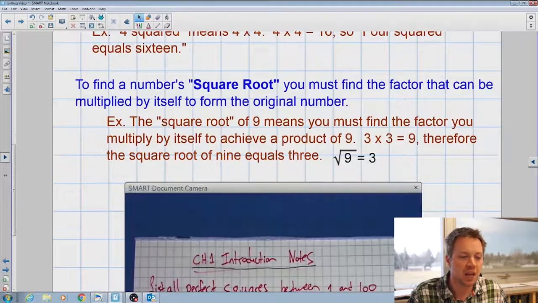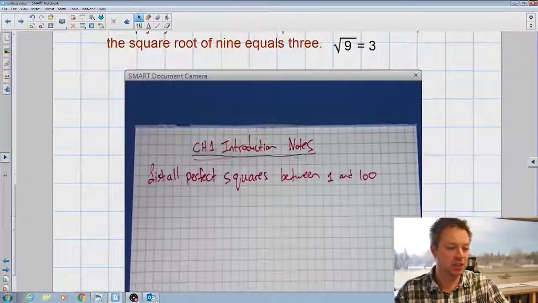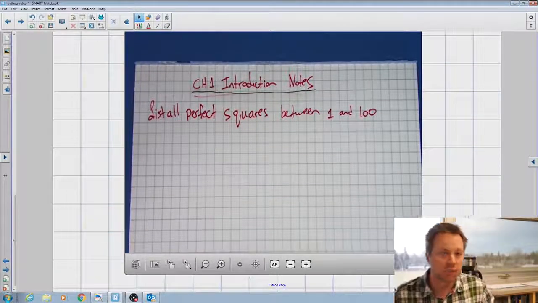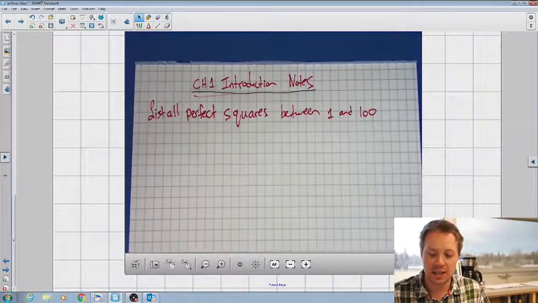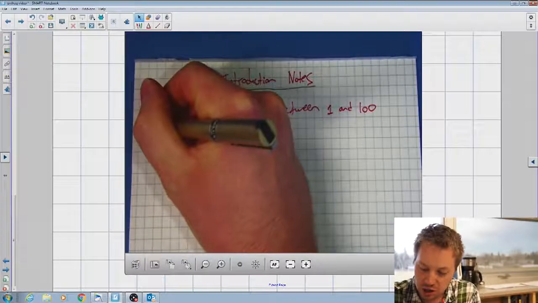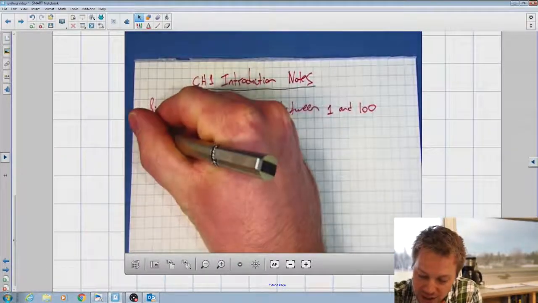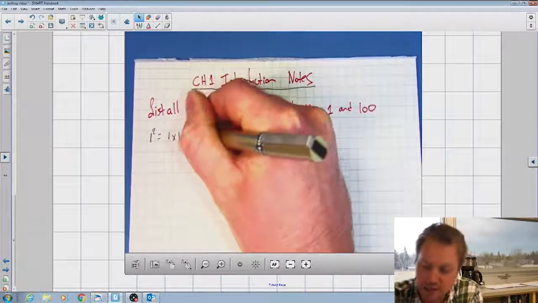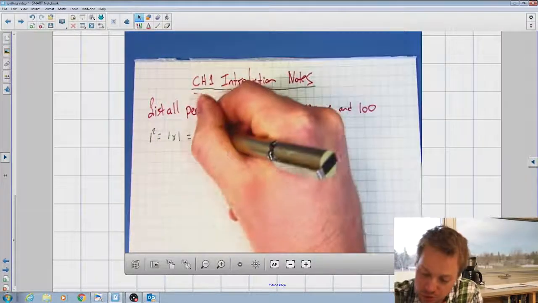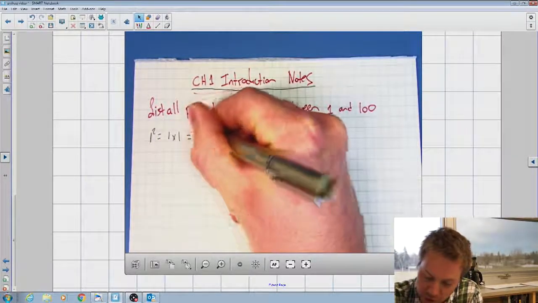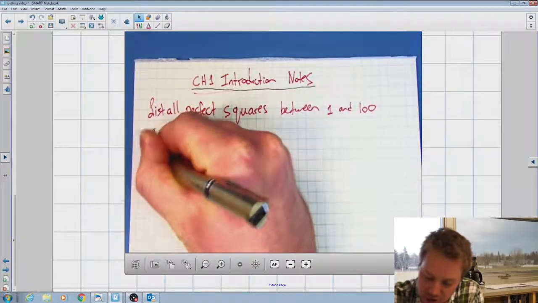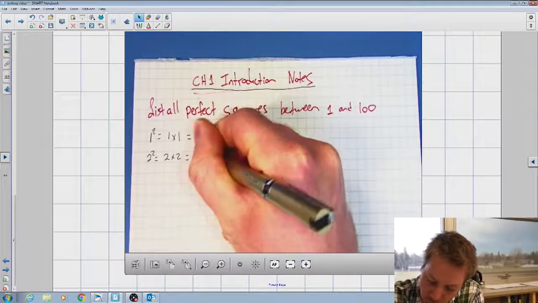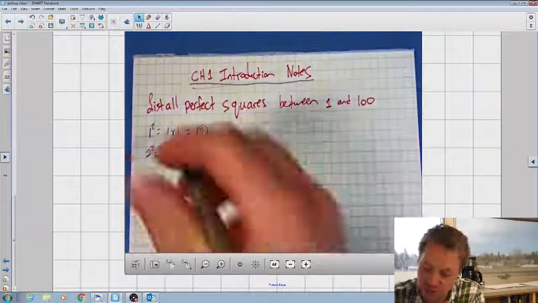So for a little bit more detail, I'm just going to do a few notes on paper here. So we're going to list all of the perfect squares between 1 and 100. So we'll just start with, well, let's see here. 1 squared equals, well, that's 1 times 1, and that's equal to 1. So the first perfect square is 1. The next one is 2 squared. Well, that's 2 times 2. That equals 4. So the second perfect square is 4.